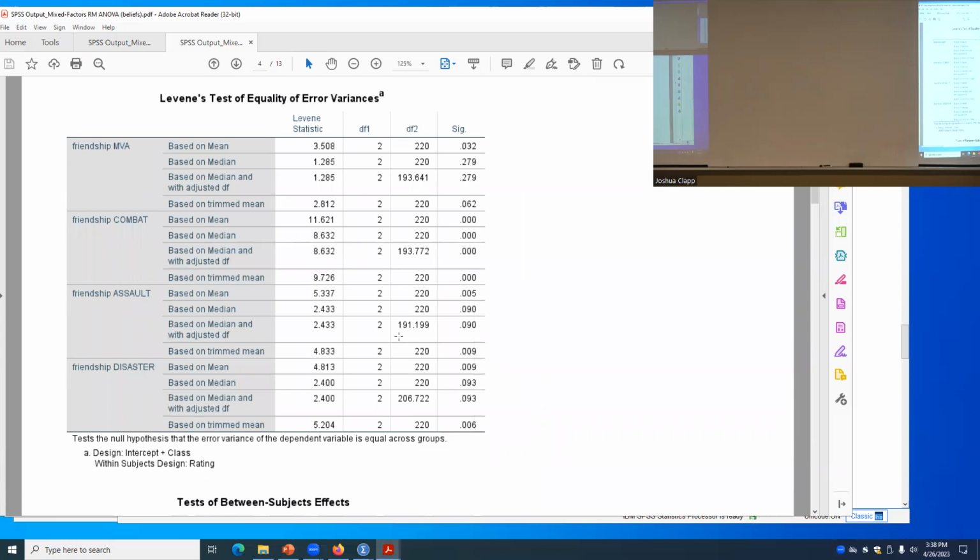Now here, if I'm looking at my Levene's test, it looks like for each one of these vignettes, I'm seeing pretty clear evidence of differences across these. Now, I've got a pretty big sample, so these are pretty sensitive tests, but it looks like the variability in how people respond is kind of different across each one of these vignettes.